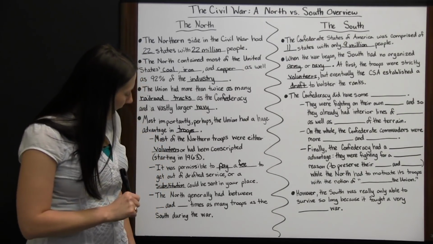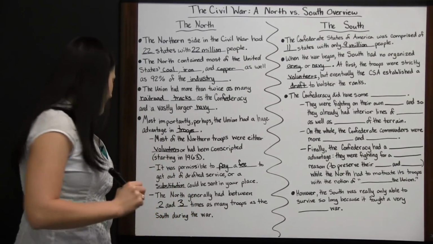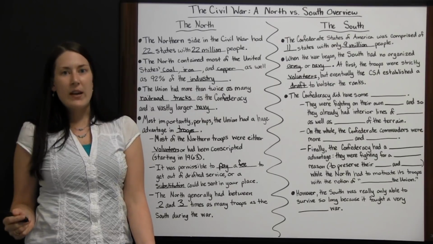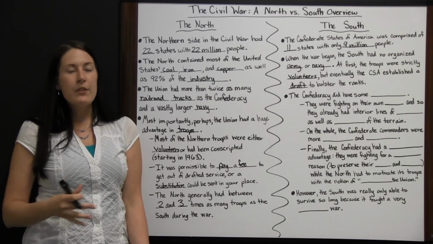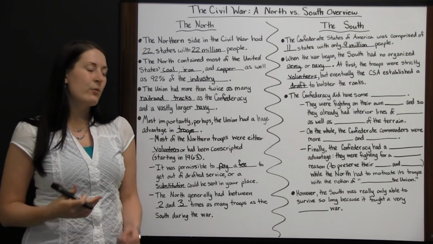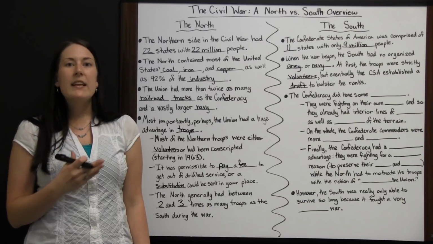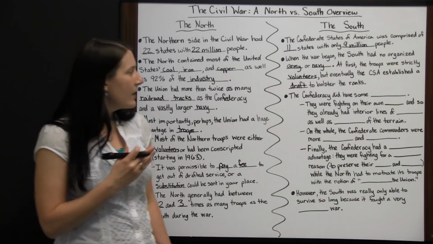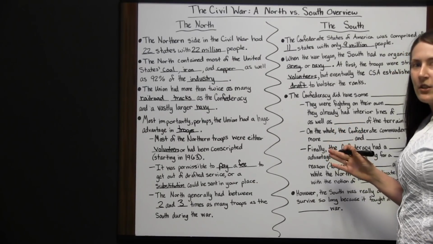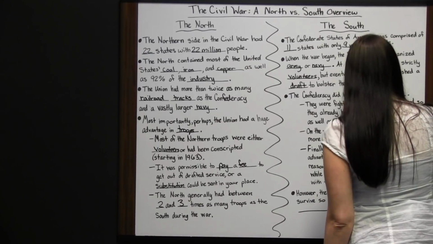The North generally had between 2 and 3 times as many troops as the South during the war. And this isn't surprising since they had over twice as many people living in the North. They were going to have 2 to 3 times as many people serving in the Northern Army. So the Union's biggest advantage was probably its number of troops. Now, the Confederacy may have been at a disadvantage in a lot of ways, but the Confederacy did have some advantages.